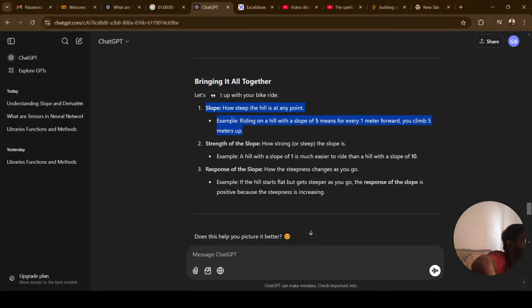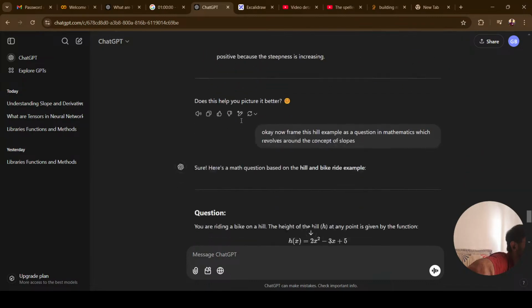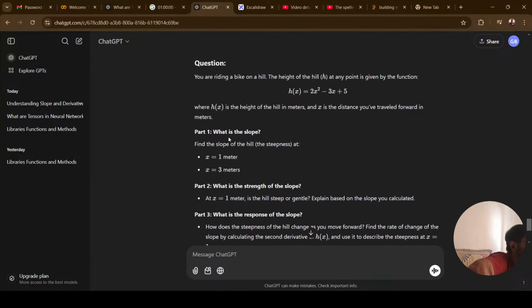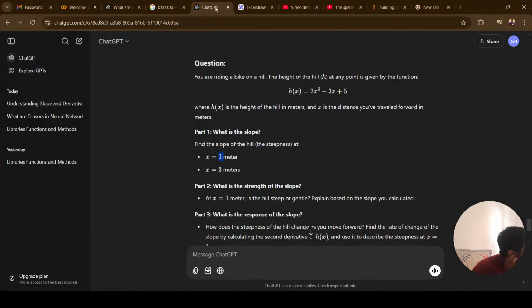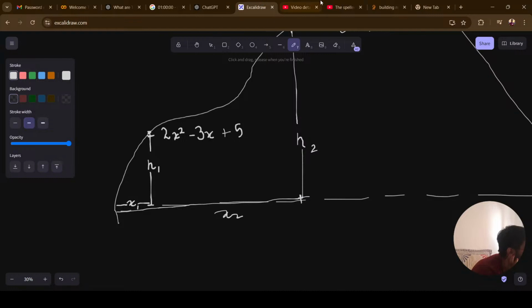So when it is asking here what the slope is at x equals 1, it is telling us by how much, by what percentage, the height will increase at x equals 1, right? Let me just check.